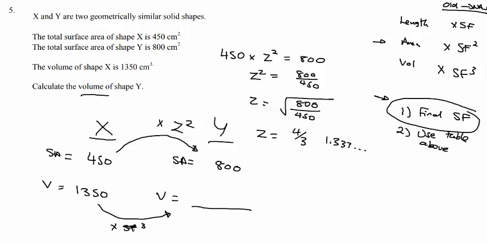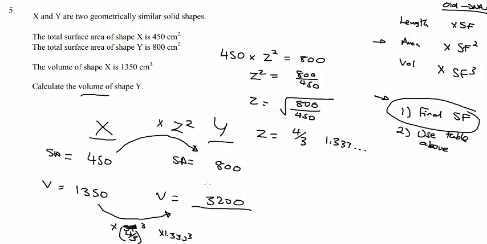Well, now this is easy. Okay, so you can just do times 4 over 3, put it in a bracket cubed, or you could have done it as times 1.333 cubed. Doesn't matter either way. So if I cube that, times that by 1350, the answer to this is 3200. Okay, so that's how you do that as well.